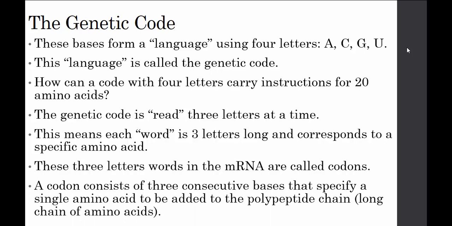Now, a codon consists of 3 consecutive bases that specify a single amino acid to be added to the polypeptide chain, which is a long chain of amino acids. Now, if you're wondering, how does the body know how to read that word? We're going to talk about that momentarily.